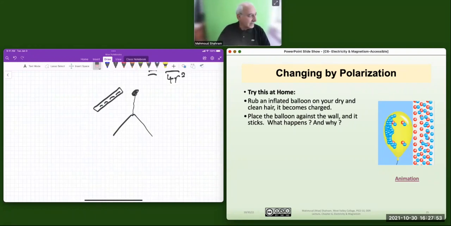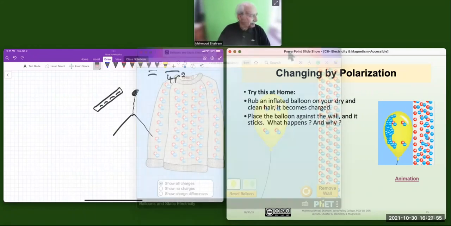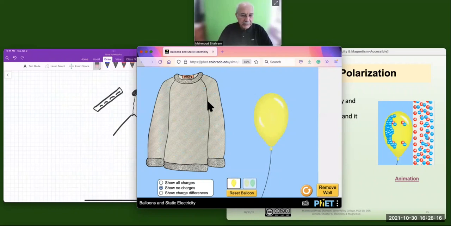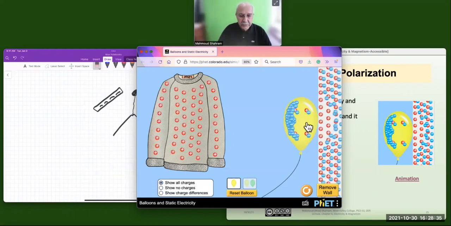So let's look at this animation here. You can see that if I don't show the charges, let me just show no charges here. You have a wool sweater, or your hair, and you have a balloon. So you just rub the balloon against this and you bring it near the wall and you see the balloon stick to the wall. So what's happening? Let's now look at the charges.